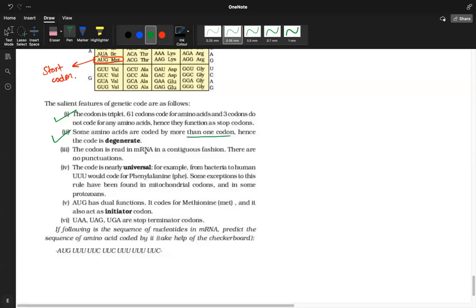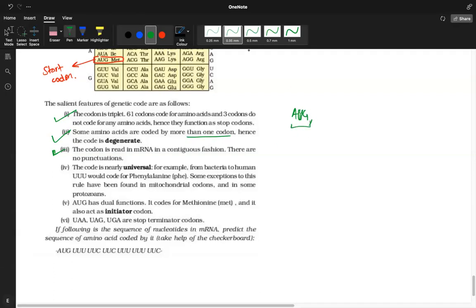The code is read in mRNA in a contiguous fashion. There are no punctuations. Yes. So when the ribosome reads an mRNA, after AUG, there is no comma or anything to tell the ribosome. So it will read AUG as one codon.